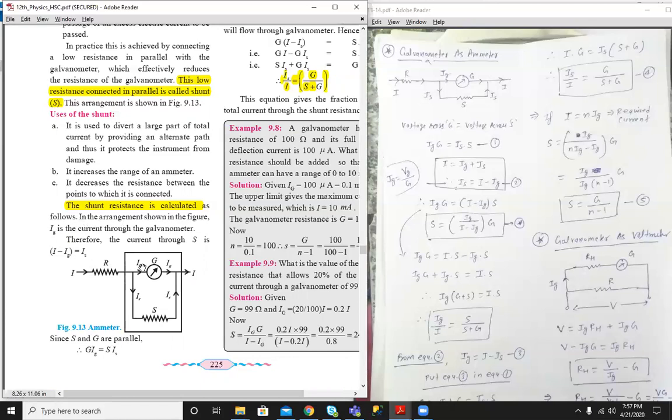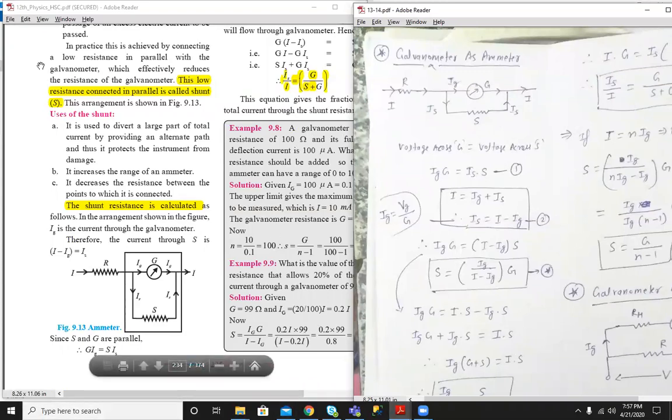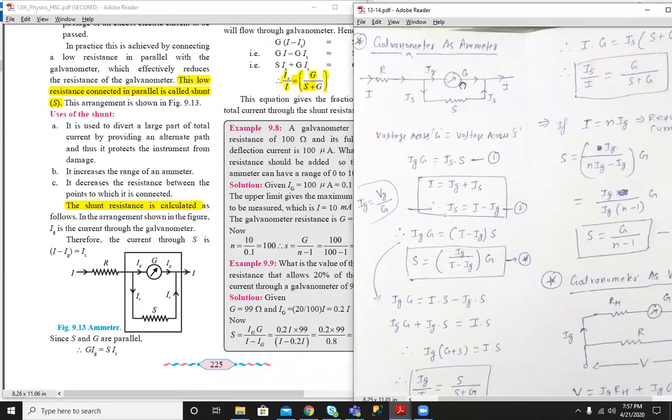So how is the calculation done? To convert a galvanometer into an ammeter, we will require this low resistance S. How can this S be calculated? Let's see in my notes. This is the same circuit as shown here. G is the galvanometer. We have connected a low resistance S in parallel with G. The current I gets divided as Ig and Is. In parallel, we know that voltage is the same, so voltage across G will be equal to voltage across S. By Ohm's law, voltage across G will be Ig into G, and voltage across S will be Is into S.